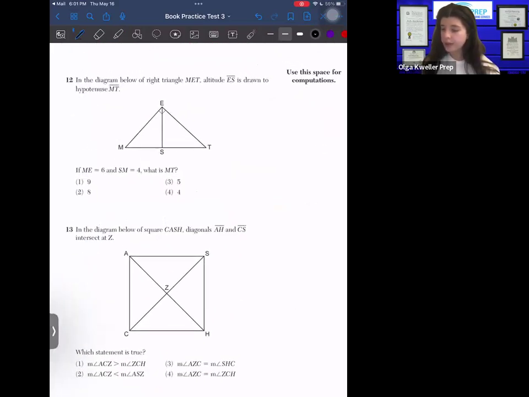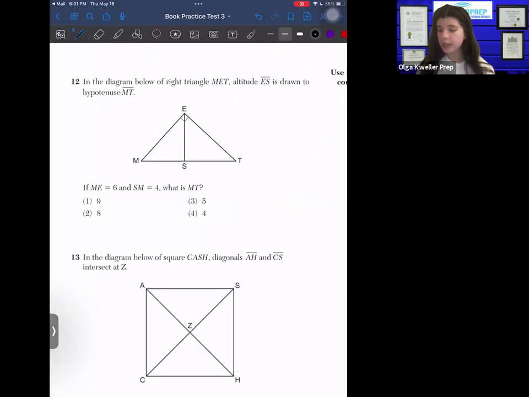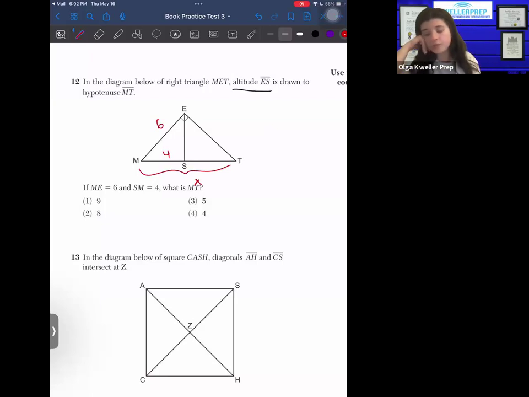Moving on, again, seems pretty familiar. We have a right triangle, MET, and then they draw out our height. And now they're giving us some values. So we have ME is 6, SM is 4, and they want MT. This is our X value. So what do you guys think about this one?